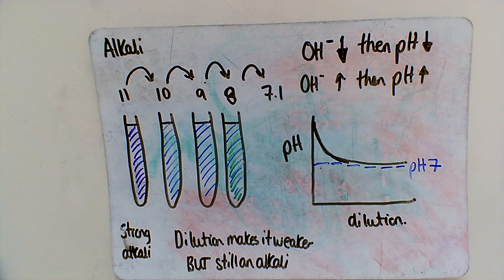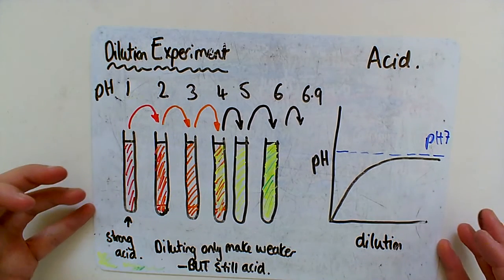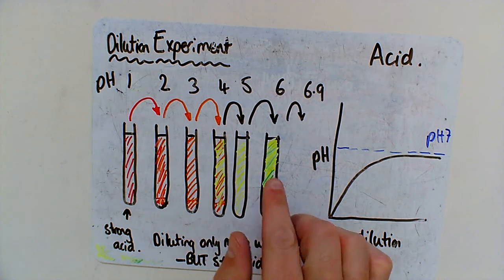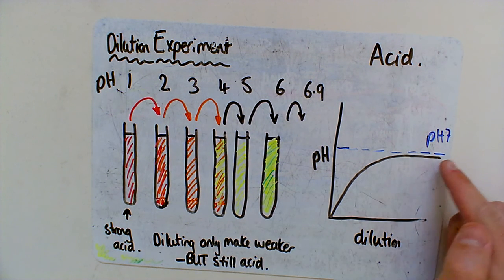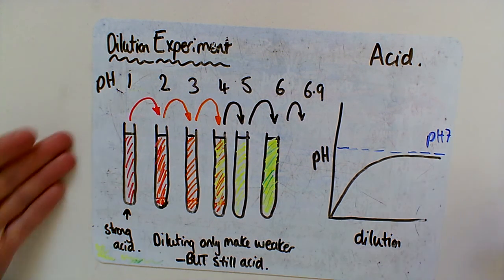So what we saw today in this lesson was how dilution affected pH. Now, we saw for an acid that if we dilute it, so if we keep adding water to it and making it less concentrated, the pH goes up. And the pH can get close to pH 7, but it'll never be pH 7 because diluting makes it weaker, but still an acid.